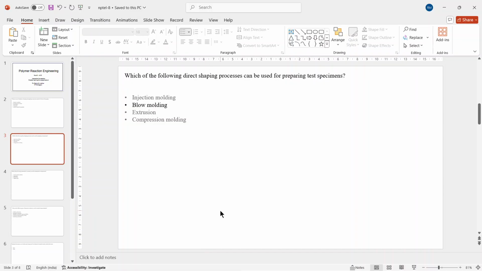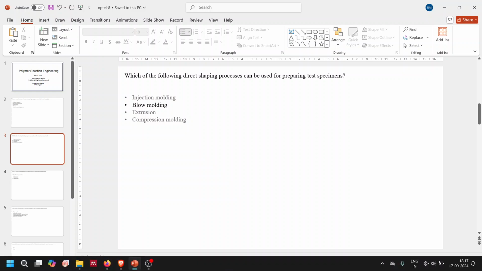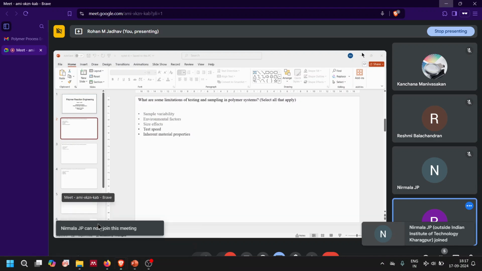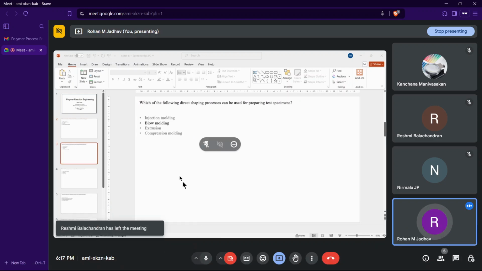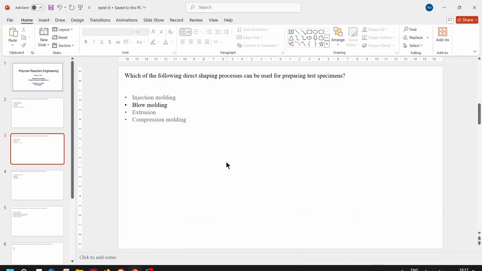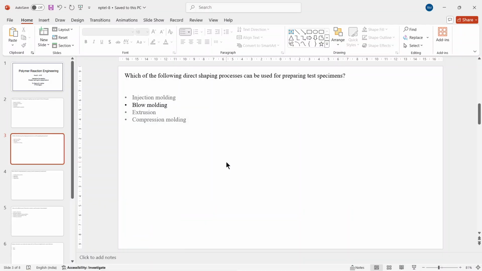Next we have the question: which of the following direct shaping processes can be used for preparing test specimens. So we have been given four options here: injection molding, blow molding, extrusion, and compression molding. In the last class itself, we have read about pretty much all of these manufacturing processes. So from which of these can we get a direct shaping process that will prepare our test specimen?